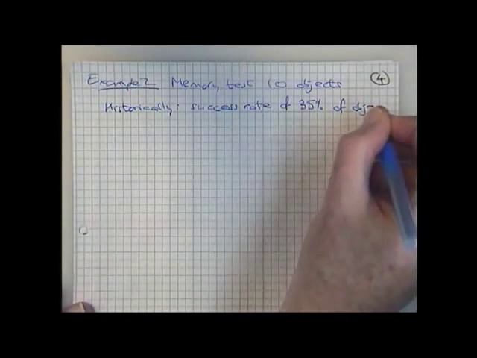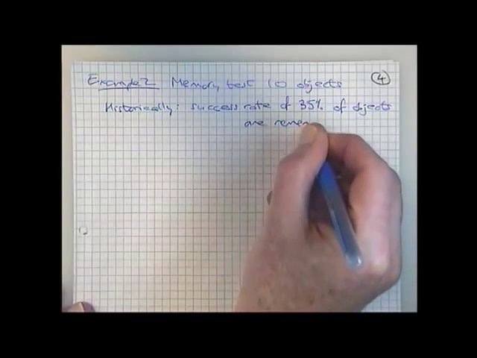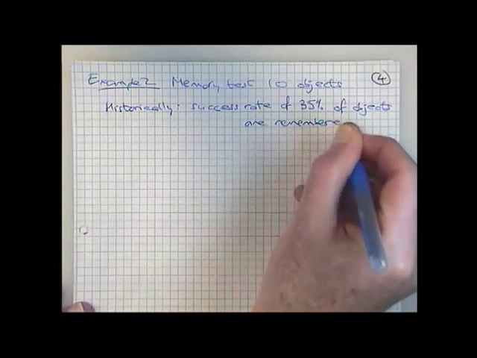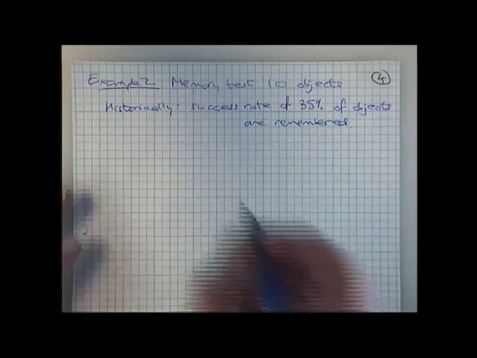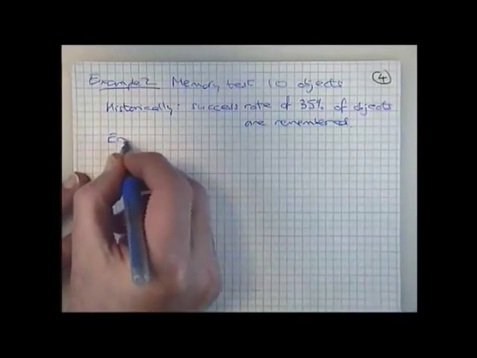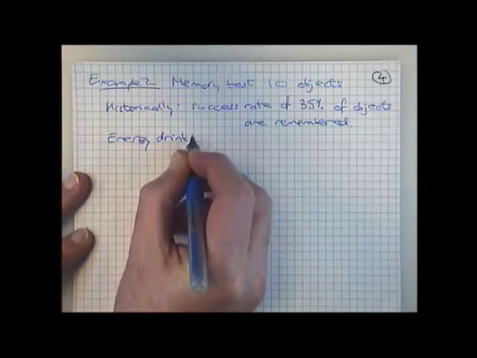That means, on average, people manage to get 35% of the objects remembered. No, that says basically on average people remember 35% of the objects. Now, there's this new energy drink called Red Cow on the market, which is supposed to boost people's mental performance.